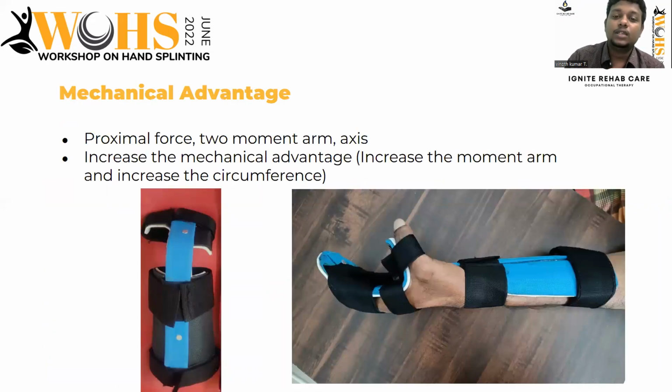Okay, for mechanical advantage, consider providing maximal mechanical advantage to the splint so that it doesn't create any discomfort, shear force, or compression force to the joint. Try to give an increased moment arm proximal to the axis. Also try to increase the circumference when you are providing more force to the splint. The more the force, consider providing more circumference and increasing the moment arm.